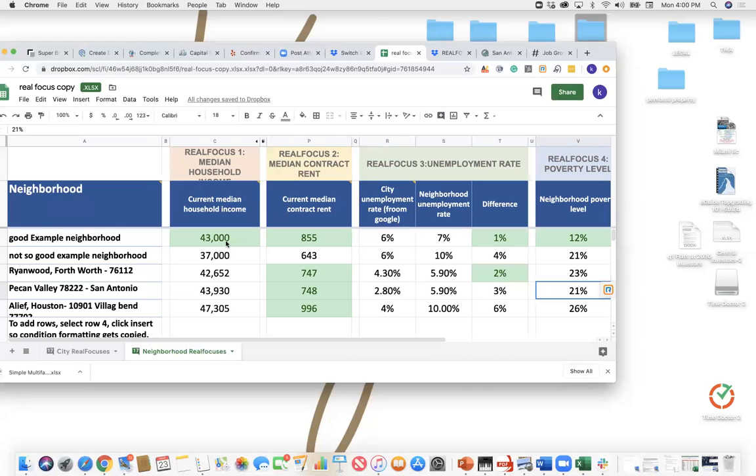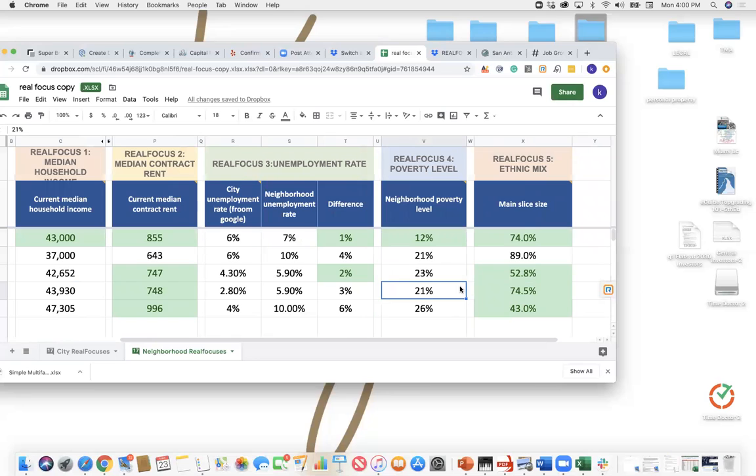So you want to compare this first line to all of your stuff. So we're in San Antonio, and we're not very far off from the median household there. We're good with contract rent. Our delta here is a little bit iffy when it comes to unemployment. So again, check your tenant mix.